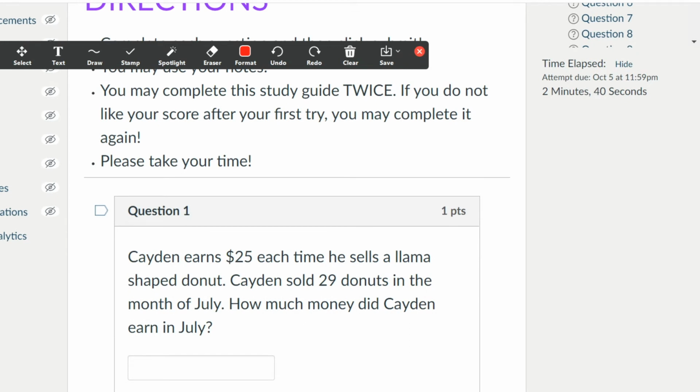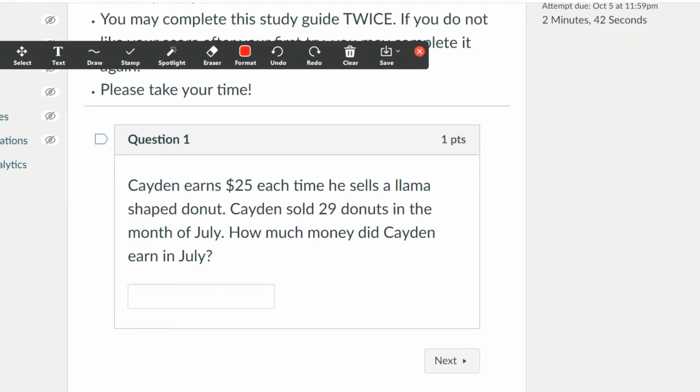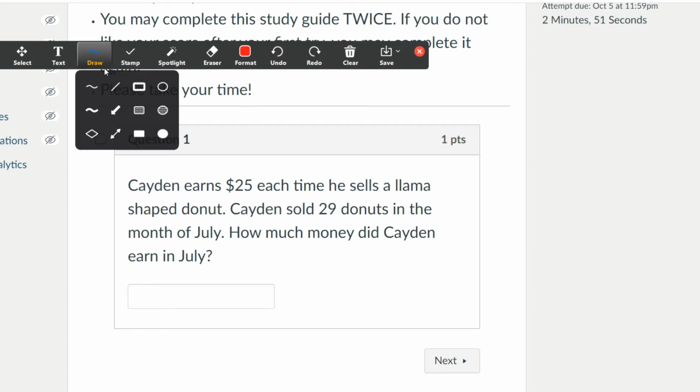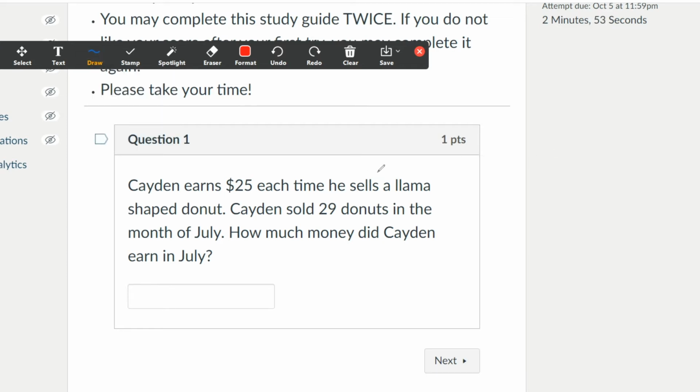Caden earns $25 each time he sells a llama-shaped donut. Caden sold 29 donuts in the month of July. How much money did Caden earn in July? I understand that they're asking me to multiply these two. So we're actually going to do our traditional method for this one. We have 29 donuts at $25 each.